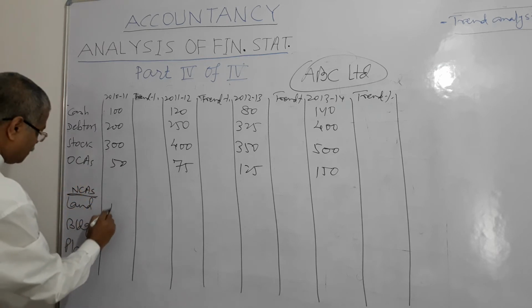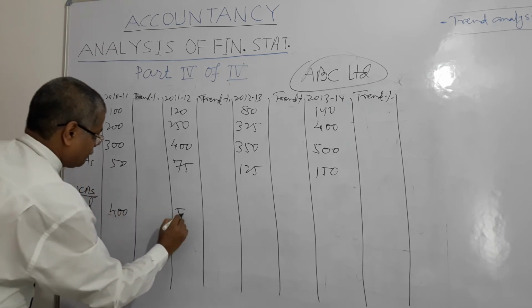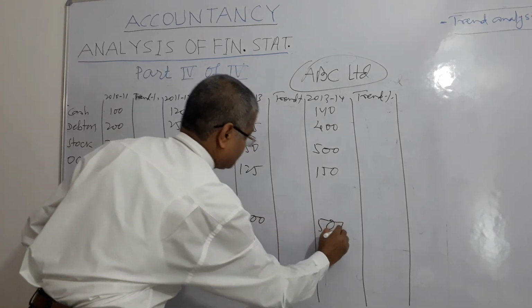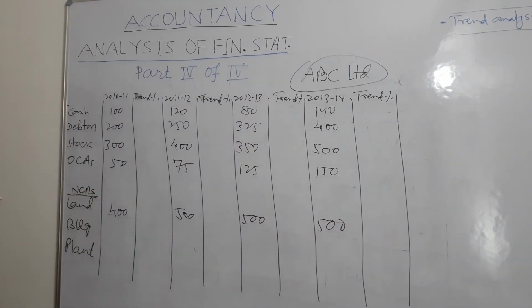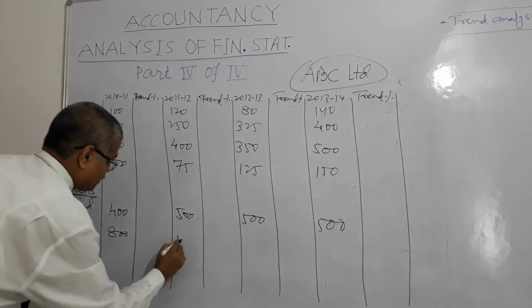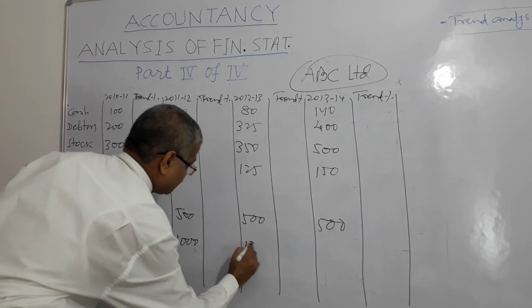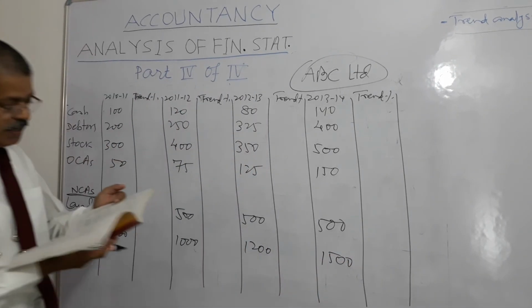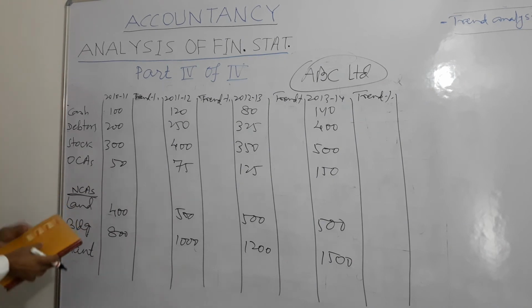Land: 400, 500, then it remains 500, no increase, no decrease. Okay, building: 8, 10, 12, 15.